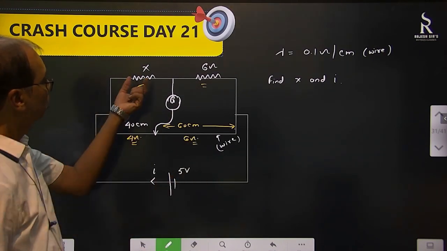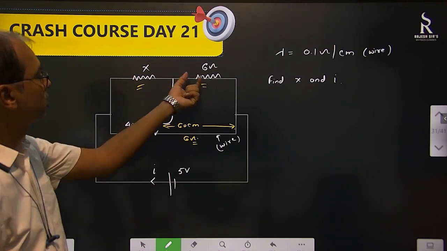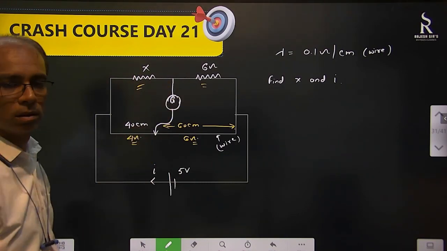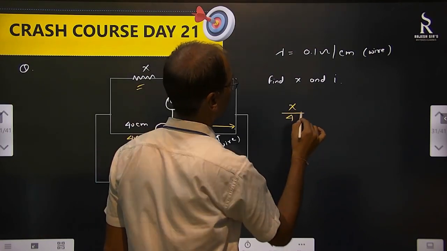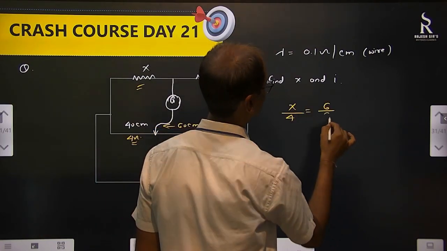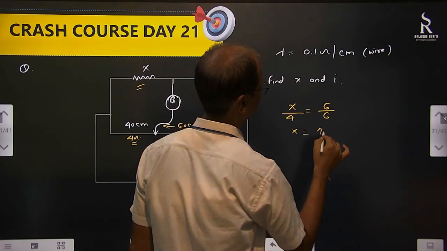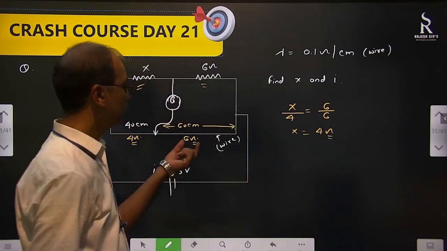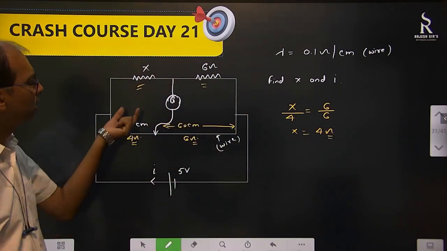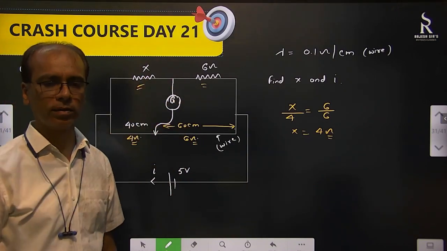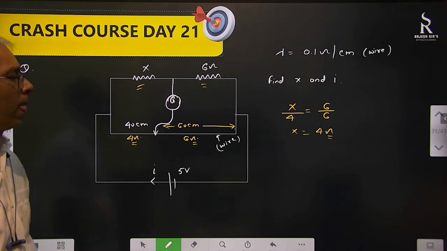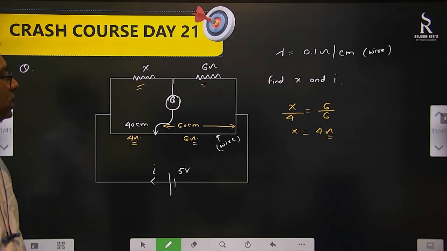So what is the ratio? X by 4 equal to 6 by 6. So X equals 4 ohm. I am directly writing resistances. You can write that also, X by 40, 6 by 60. That way also is fine. It will give you the same answer. So X equals 4 ohm. Now what he wants is the I value.